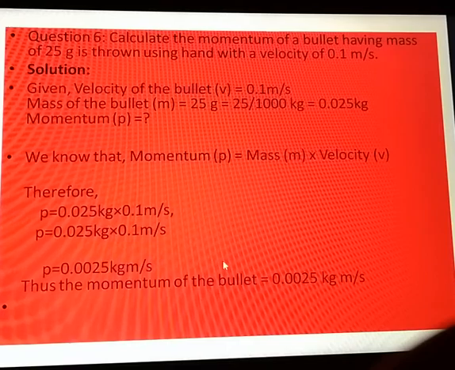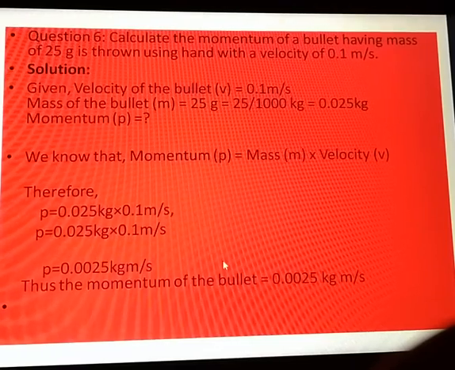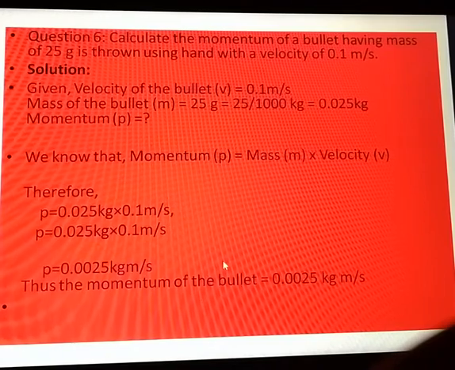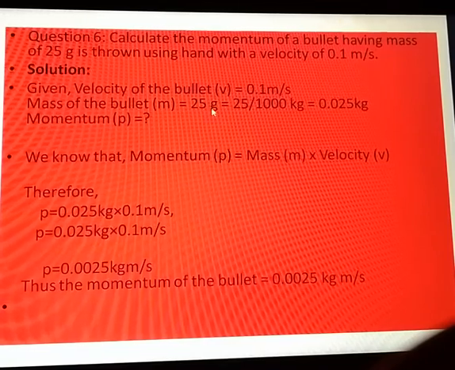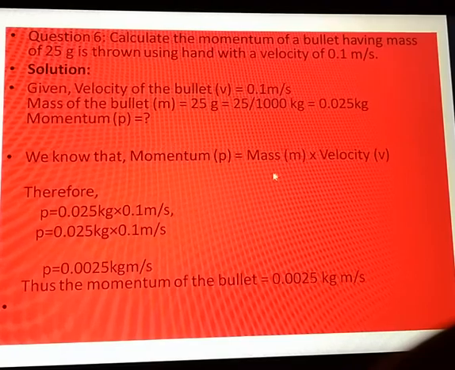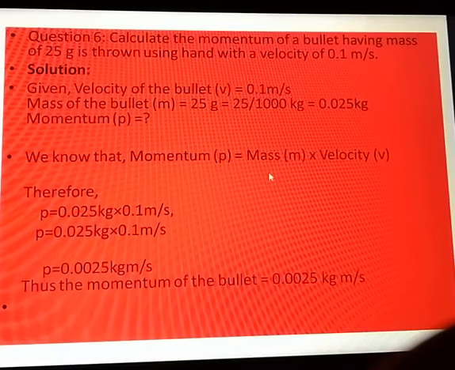In this question, velocity is in its SI unit, but mass is not in its SI unit. First, we will convert mass to its SI unit. Mass is in grams, so we will convert it to kilograms by dividing by 1000. So that is equal to this. Again, with the help of the formula of momentum, we can easily calculate the value of momentum.